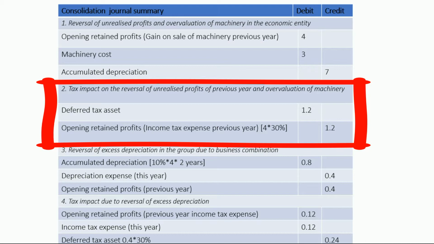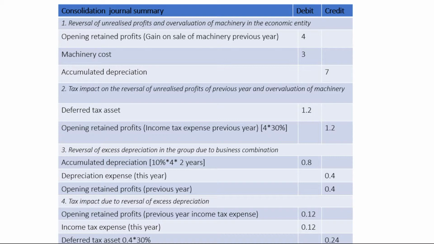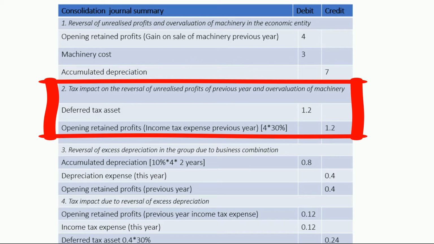Because we decrease the asset value, the net effect is a 4 million decrease in the asset value. The expected cash flows will also decrease. Because the expected cash flows will decrease from this asset, there will be a tax saving arising from this asset. 30% of 4 is 1.2. That becomes a deferred tax asset, the tax saving. So our second entry for the tax impact is debit deferred tax asset 1.2 and credit opening retained profits 1.2.